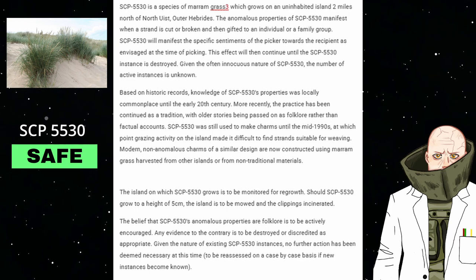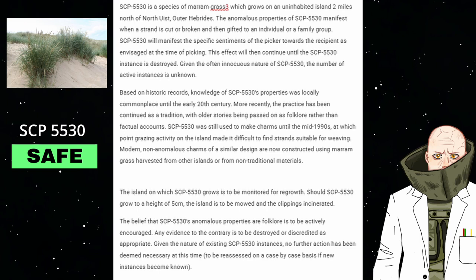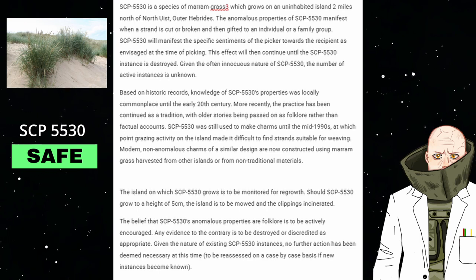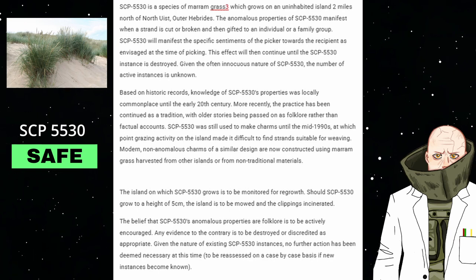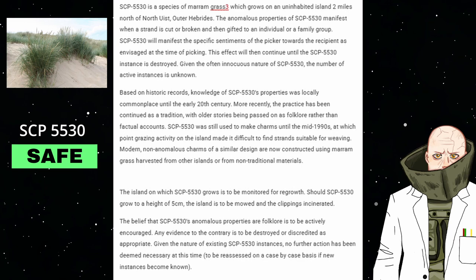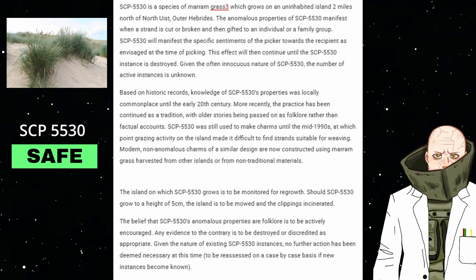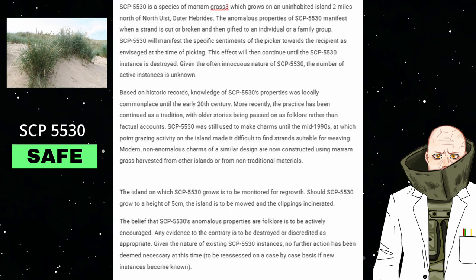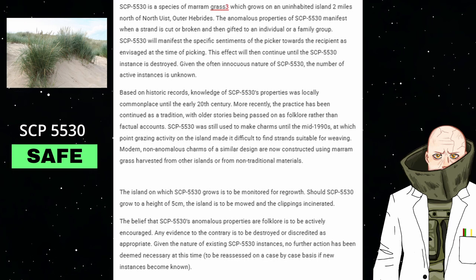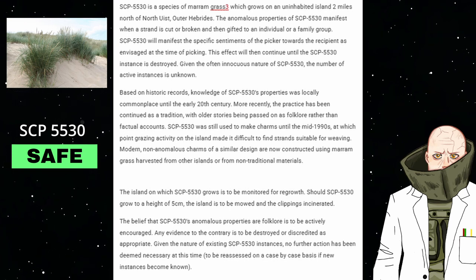The belief that 5530's anomalous properties are folklore is to be actively encouraged. Any evidence to the contrary is to be destroyed or discredited as appropriate. Given the nature of existing 5530 instances, no further action has been deemed necessary at this time. This is to be reassessed on a case-by-case basis if new instances become known.